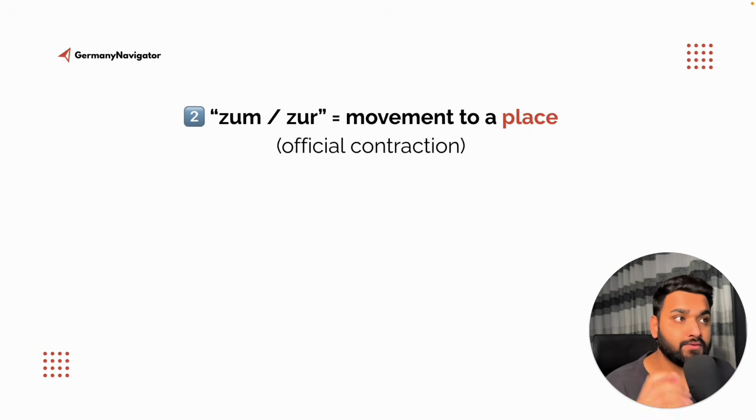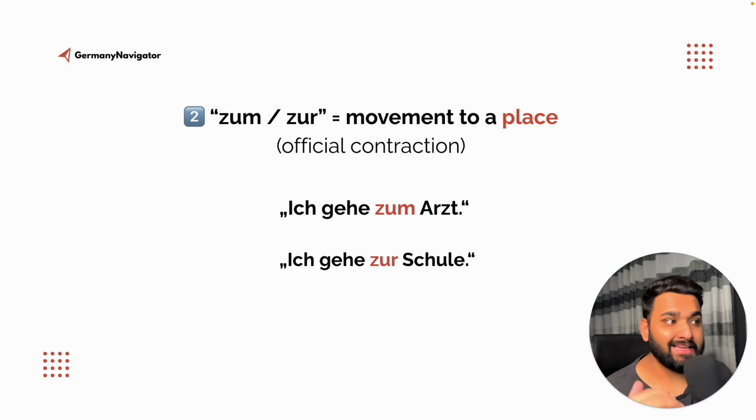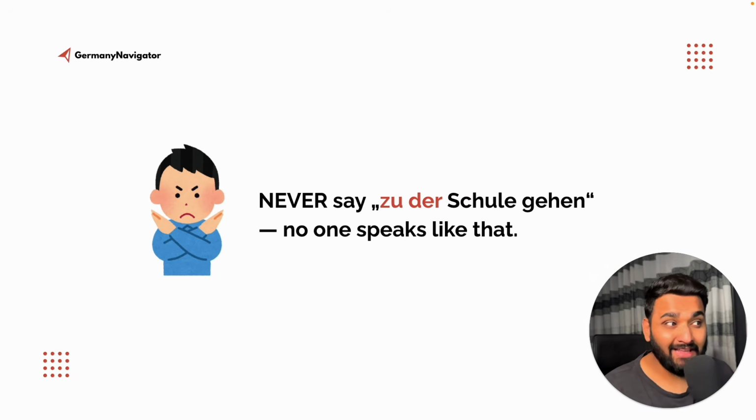Now the next one is zum or zur. It's a movement to a place. Official contraction. Let me show you some examples. Ich gehe zum Arzt. Ich gehe zur Schule. Okay? Ich gehe zum Arzt. I go to the doctor. Ich gehe zur Schule. I go to the school. But never say zu der Schule again. No one speaks like that.